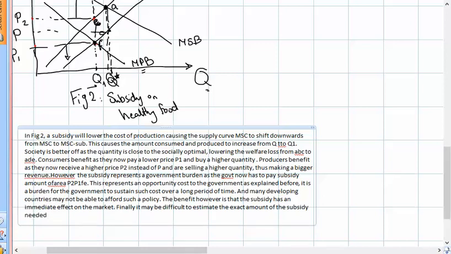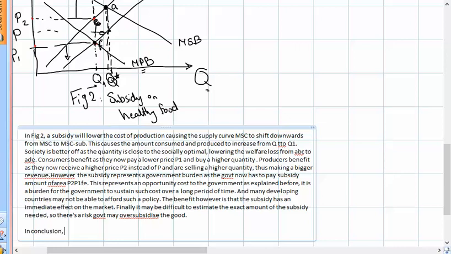So there's a risk the government may over-subsidize the good. And we're way overdue in time. So let's wrap this up.